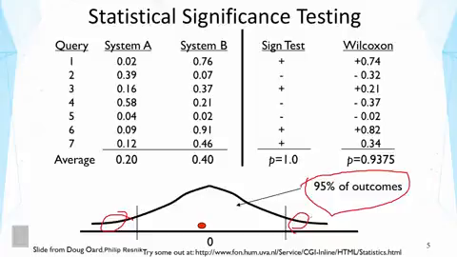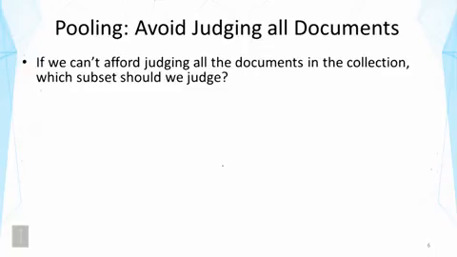The takeaway message here is that you have to use many queries to avoid jumping to a conclusion, as in this case, to say system B is better. There are many different ways of doing this statistical significance test.